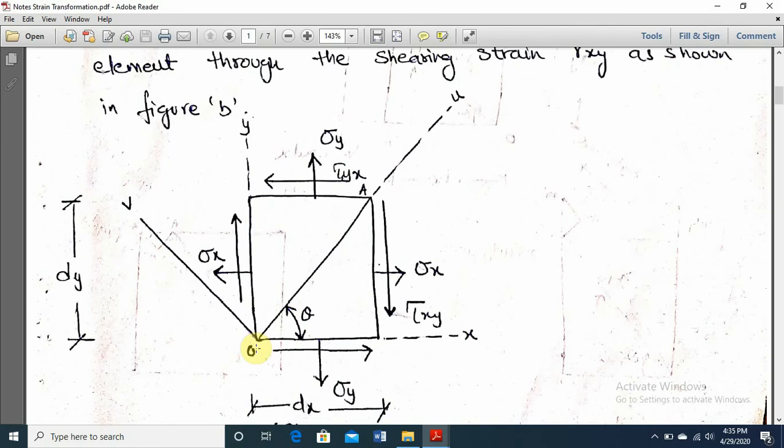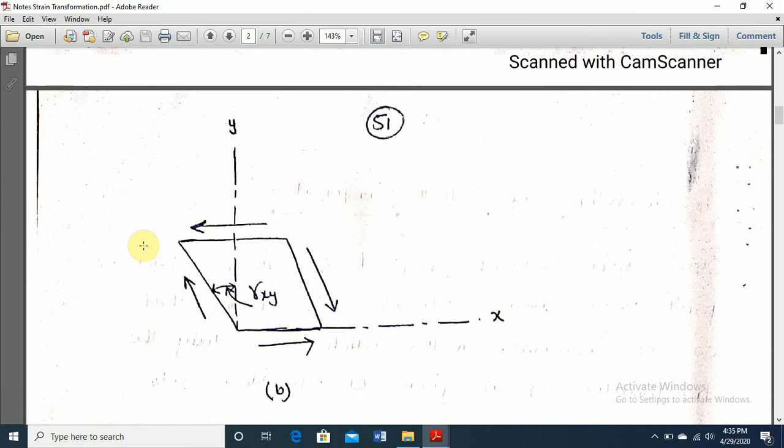This is the inclined plane which is at angle theta. We have cut this element. For example, this is an inclined element OA, and this plane is known as U and this as V. And similarly, shear stress which distorts the element through a shear strain gamma xy.